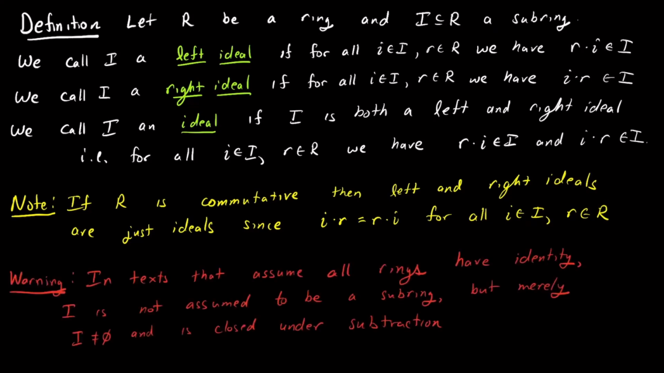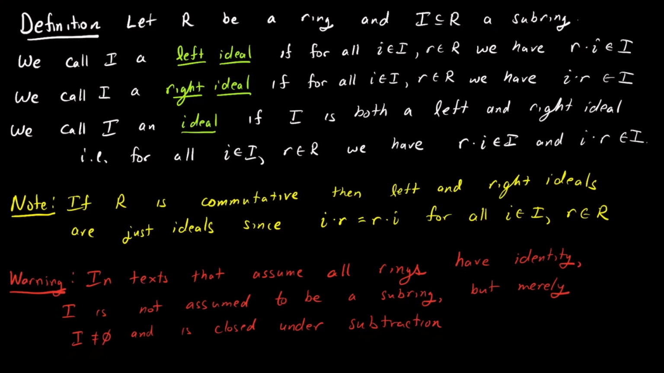Another thing I'll note is that some texts, like I mentioned earlier in one of the videos on rings, in particular where we define rings, some texts assume that rings always have identity. We're not making that assumption. In the case where we assume that rings have identity, we also have to assume that subrings have identity. And in that case, we have to assume that I is not a subring, but merely it's non-empty and is closed under subtraction. And we'll see why in a second.